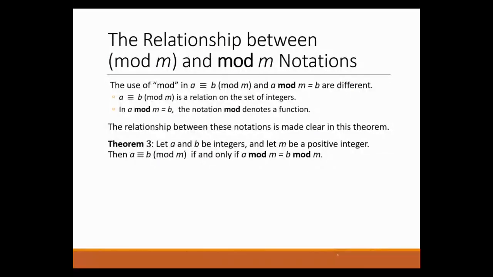Now we have to know the difference between the congruence and the equal relation. If you look at the congruence part, A is congruent to B mod M, it's a relation where we are checking whether A minus B is divisible by M or not. But A mod M equal to B is a function.